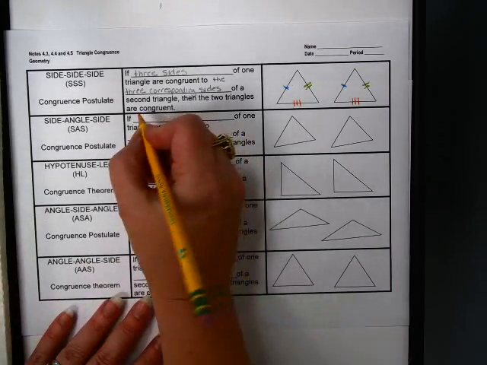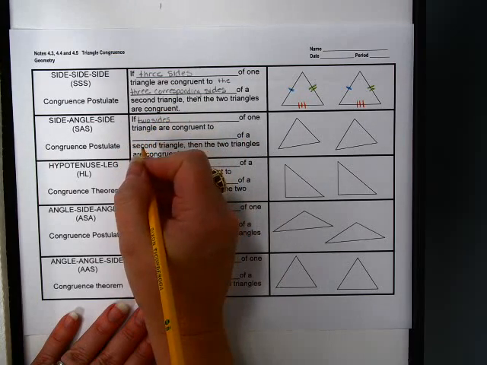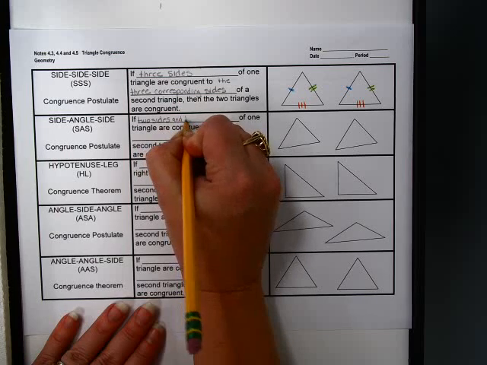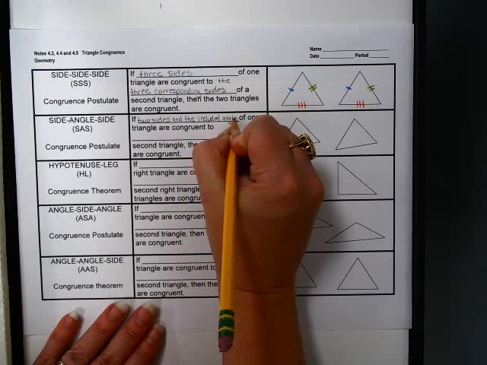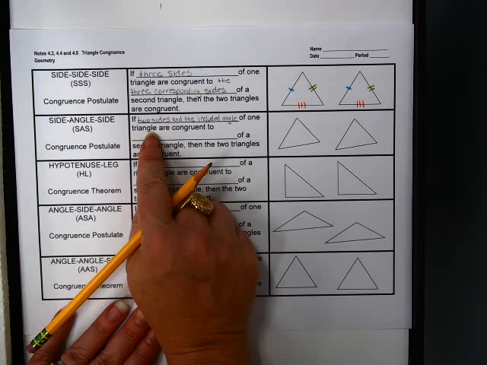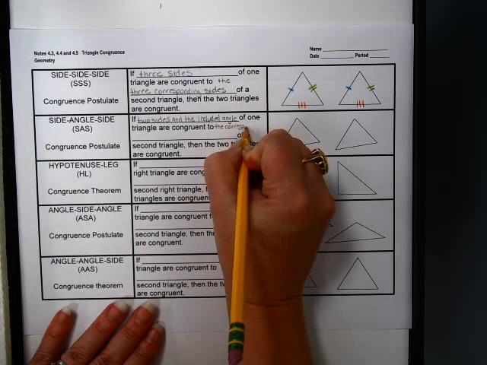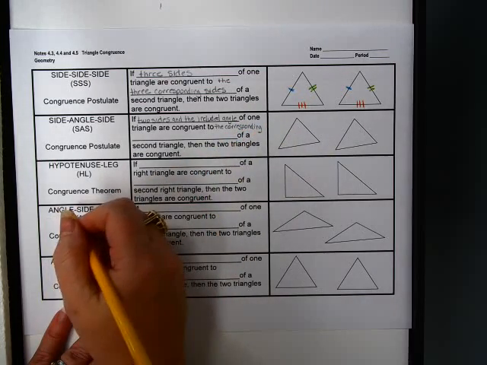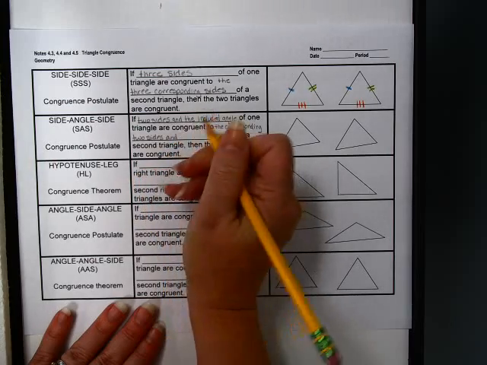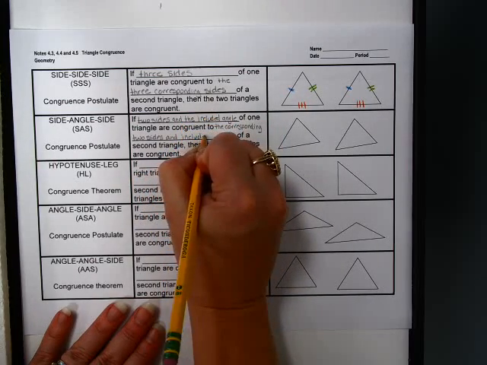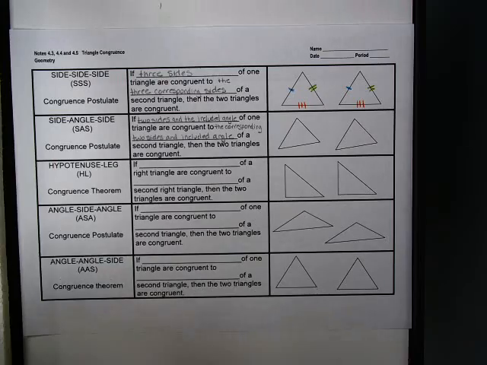What this one says is if 2 sides and the included angle of one triangle are congruent to the corresponding two sides and included angle of a second triangle, then the 2 triangles are congruent.